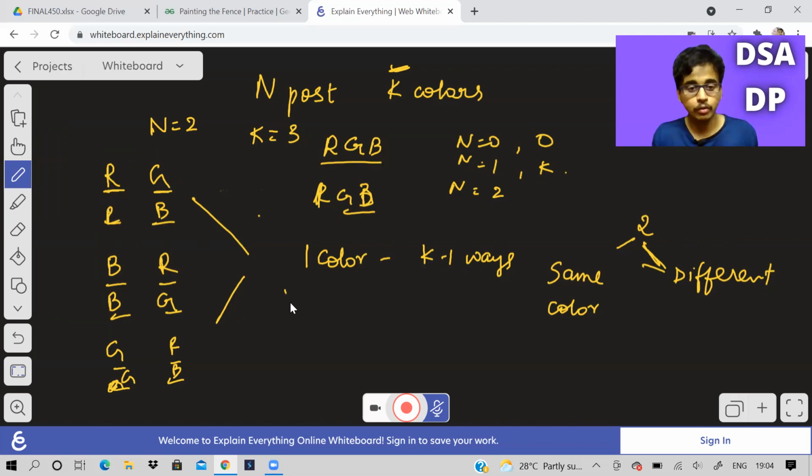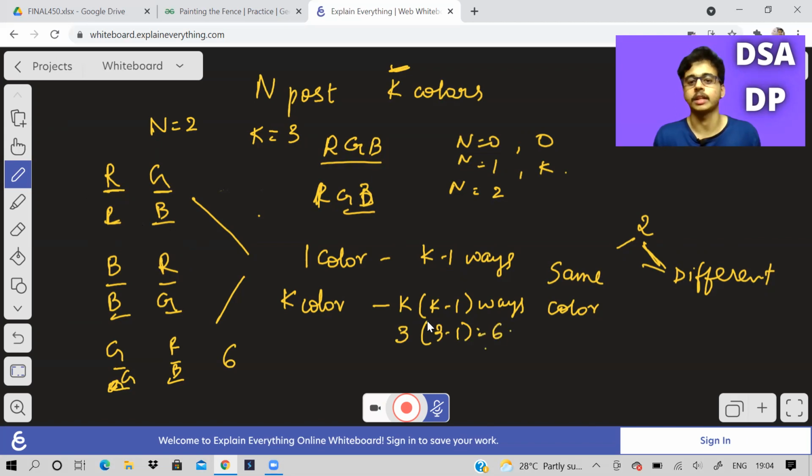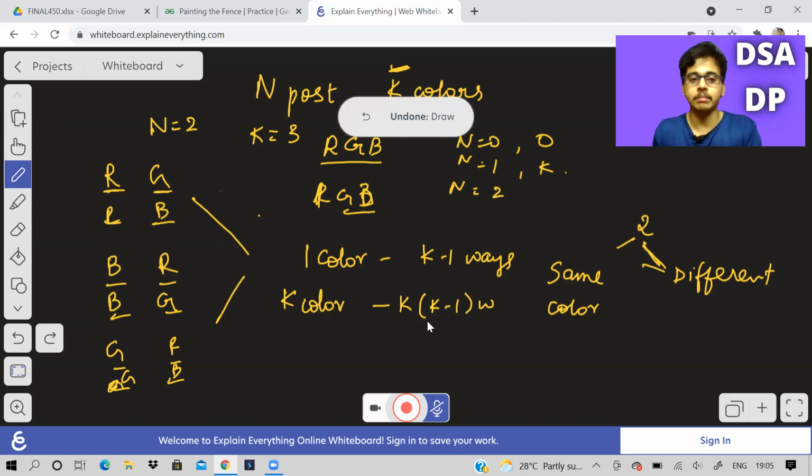Now for K colors, how many will I have? Simple, K into K minus 1 ways. See, you can verify it. So how many ways do we have here? Totally 6 ways, right? So put 3 here. 3 into 3 minus 1, it is 6 only. But what is the total number of ways? Now we will see the total number of ways.